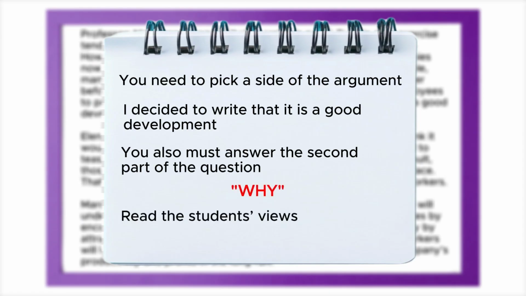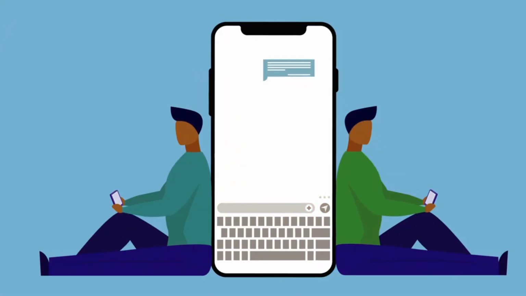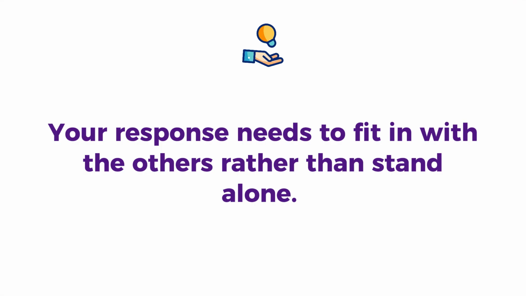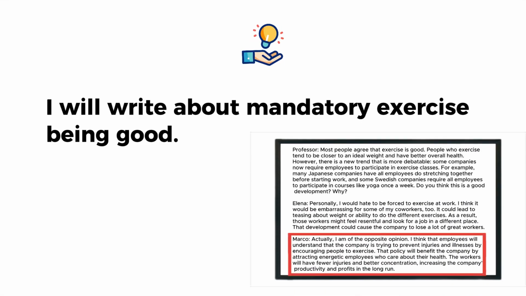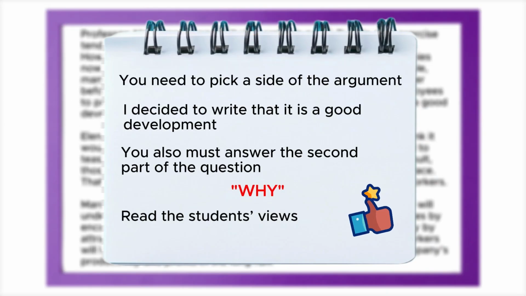Next, read the student's views so that you can decide which you agree with or not. Remember, this task is like a class assignment in which you are having an online conversation with the other students. Your response needs to fit in with the others rather than stand alone. Since I will write about mandatory exercise being good, I have the same view as Marco. I need to make my arguments different though, so I will focus on teamwork rather than on the company's productivity and profits. That's all the preparation during the test that you need before you start to write.